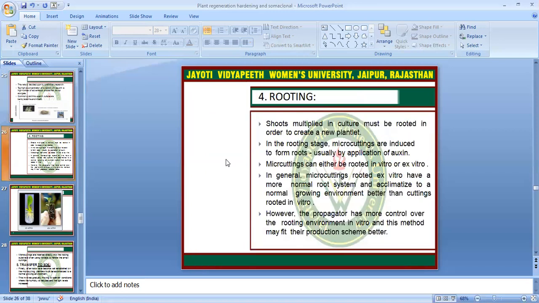So if we talk about the rooting, shoots multiplied in culture must be rooted in order to create a new plantlet. First of all, we have to create shoots, and then we go for the rooting. In general, micro-cuttings rooted ex vitro have a more normal root system and acclimatize to a normal growing environment better than cuttings rooted in vitro. However, the propagator has more control over the rooting environment in vitro, and this method may fit their production scheme better.